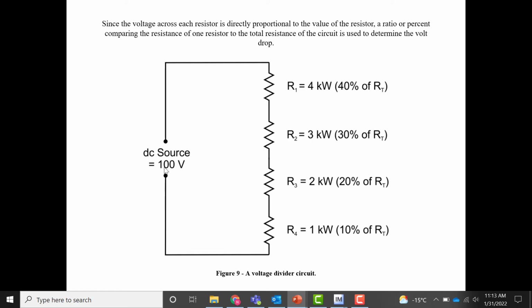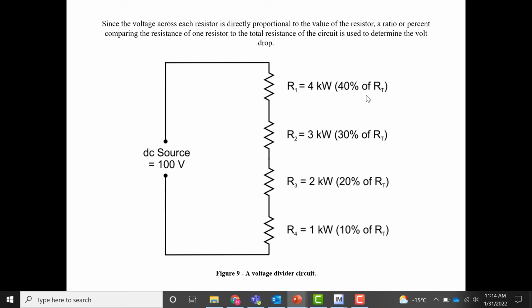Now what I can do is take that voltage and multiply by these percentages, and I'll know the voltage across each one. So 40% of my voltage is going to go here. So I have 40 volts here, 30 volts here, 20 volts here, 10 volts here. And again, they still all have to add up to the source. So it's just a different way of finding volt drop across a specific piece of equipment or a component in a DC circuit. We can use the voltage divider rule, as opposed to just using Ohm's law and finding out that way. Okay, so don't get too lost on that.